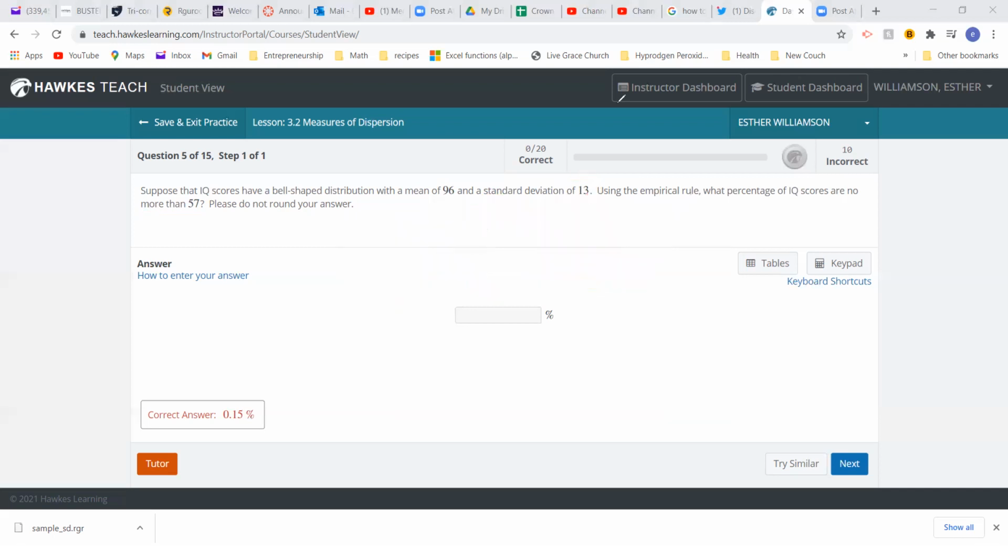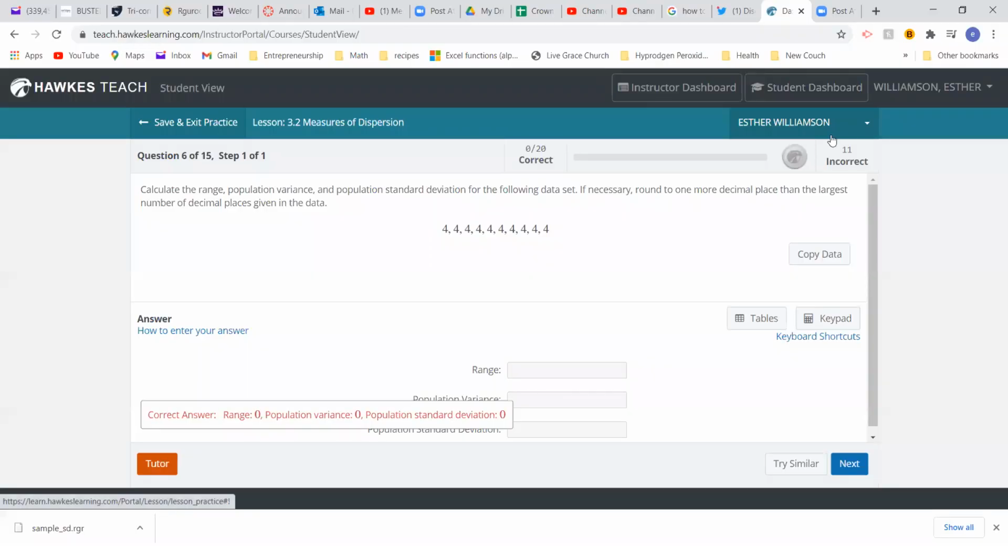Let me clear this. So for this question, notice they're asking for the population variance and population standard deviation and the range. So when they say population, what they mean is that all the values are from the population. You're not taking a sample to estimate a population. And so the formula for that changes. You divide by n instead of n minus 1. And I can show you on RGuru how to calculate that.